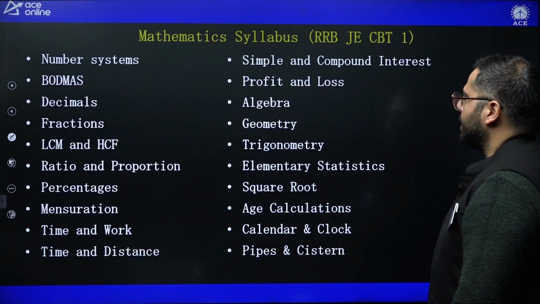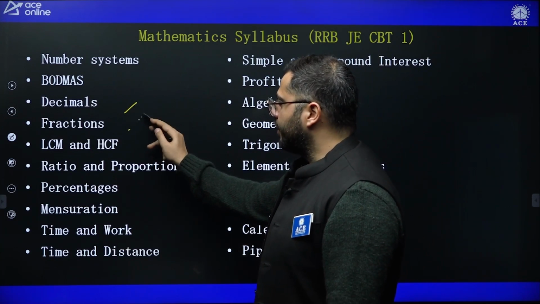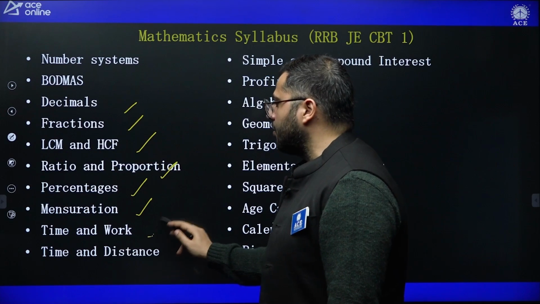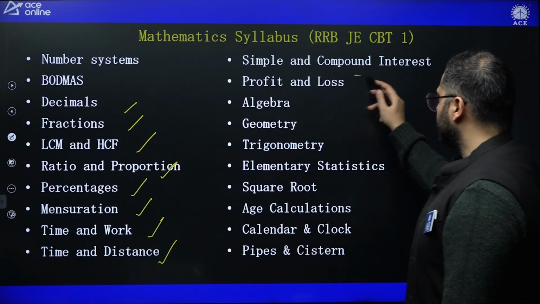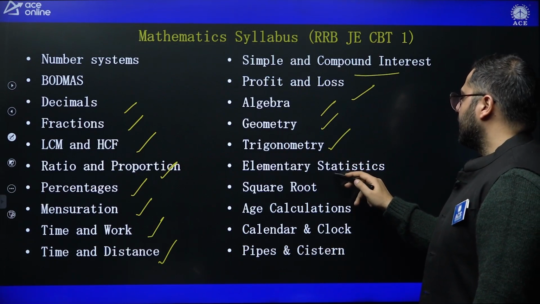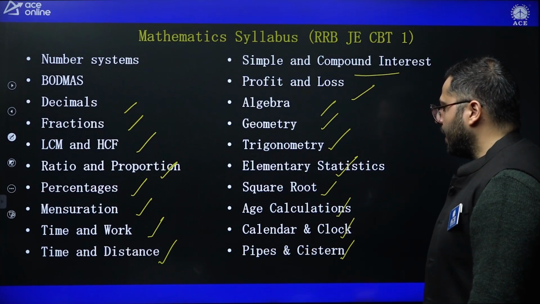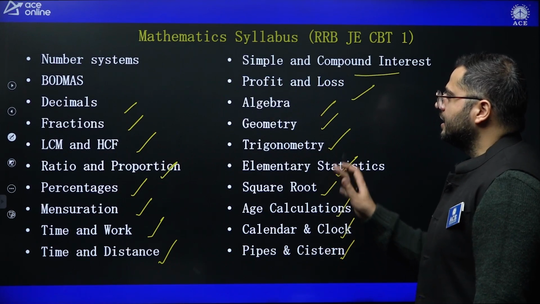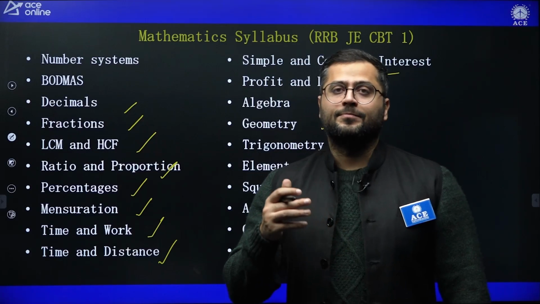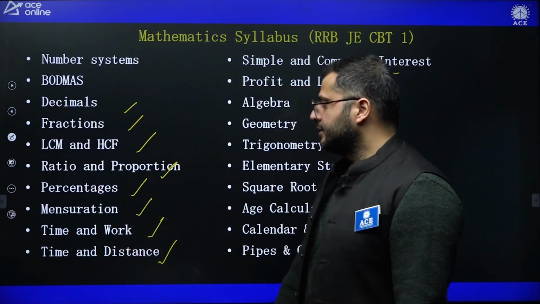Now, what is the syllabus for mathematics for CBT 1? Number systems, BODMAS, decimals, fractions, LCM, HCF, ratio and proportion, percentages, mensuration, time and work, time and distance, simple and compound interest, profit and loss, algebra, geometry, trigonometry, elementary statistics, square root, age calculations, calendar and clock, and pipes and cisterns. So this is to be asked in the mathematics syllabus. Mathematics is not mentioned in SSC JE paper 1, so this is separate for RRB JE.